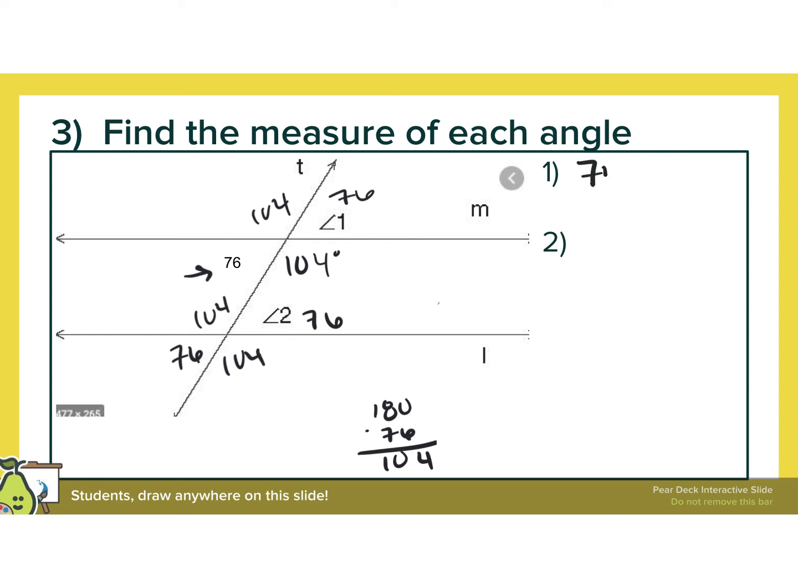Angle 1 is 76 degrees. And angle 2 is also 76 degrees. They are congruent. They are corresponding. Try the next two, and then you'll be able to check your work.